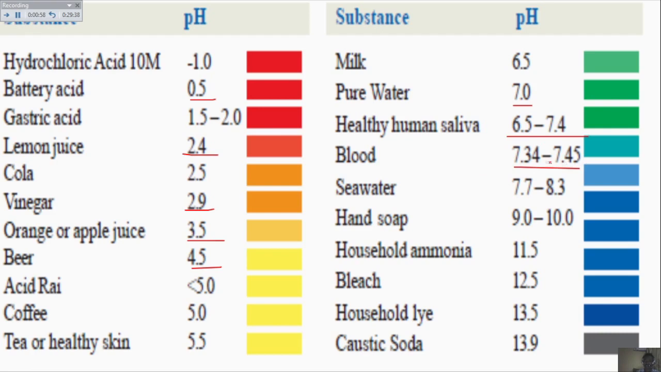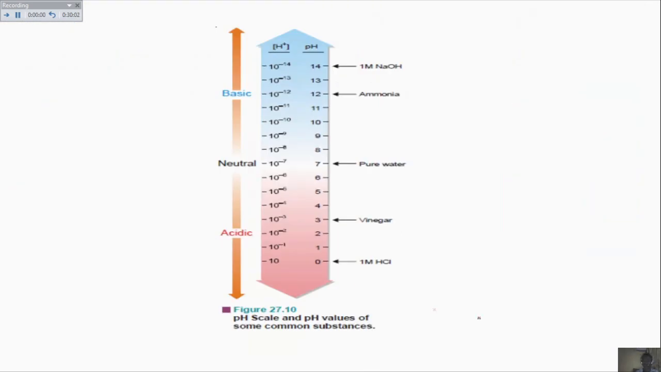Our blood too, is basically base here. It's not an acid because it jumps from 7.0 to 7.3. Seawater and all these are basic in nature. Our caustic soda is very, very basic. And our household items here are equally bases. Okay, this is our pH scale. These are pH scales, ranging from 0 to 14.